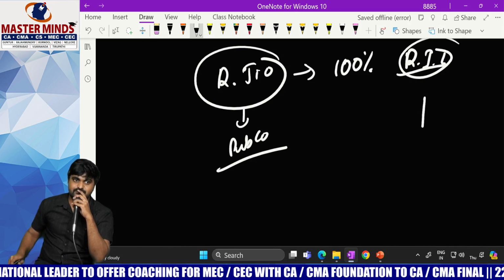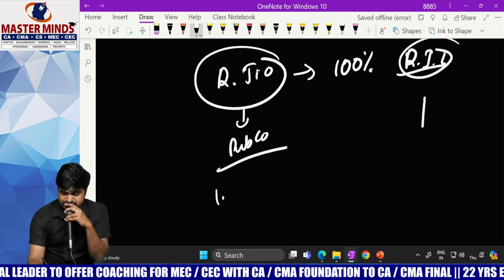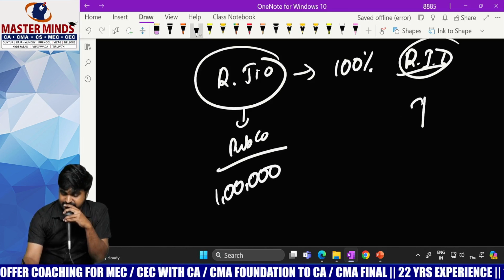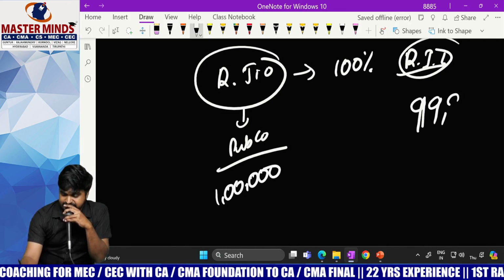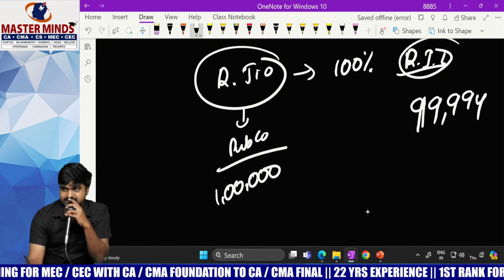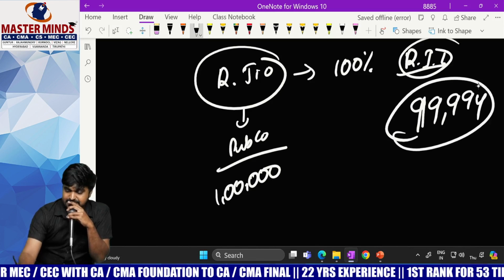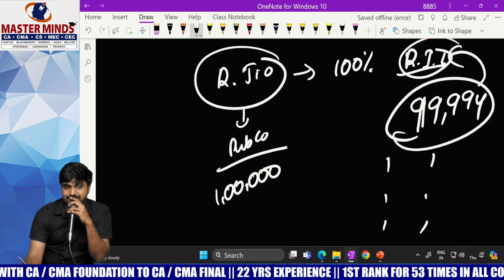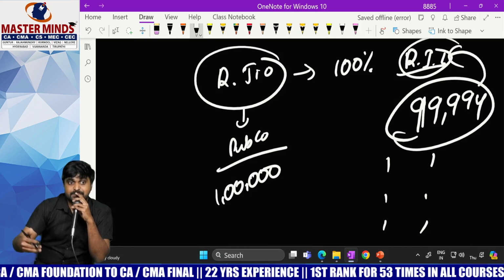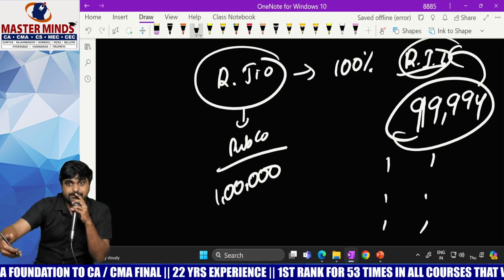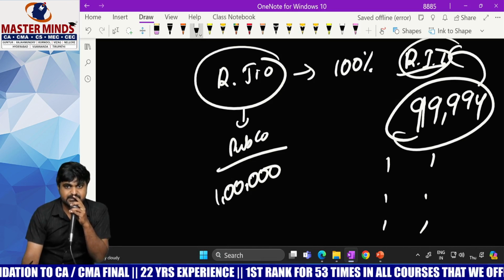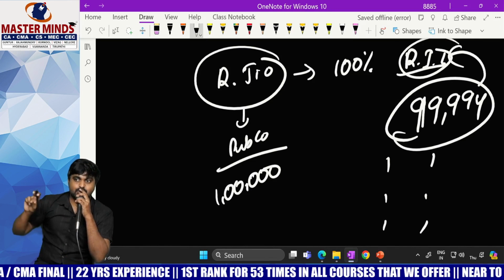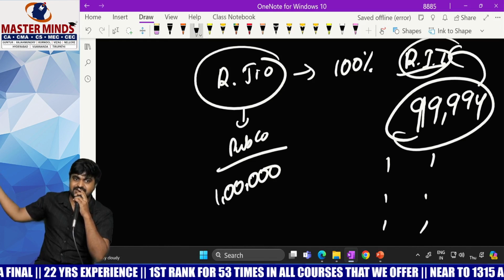Now what will they do? Say for example, if the number of shares is 1 lakh, then 99,994 shares will be held by Reliance Industries Limited. And the balance 6 shares will be held by some other persons who are acting on behalf of Reliance Industries Limited, nothing but agents of Reliance Industries Limited. So that the total number of members will be 7.